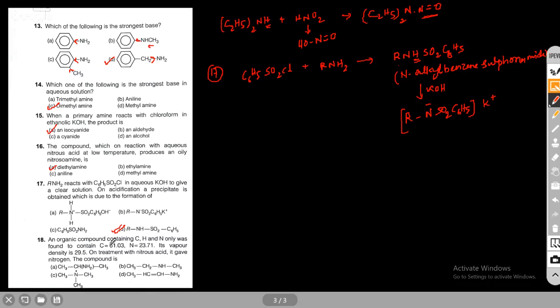Understood? Yes, correct. Correct, Soundarya. The salt is nothing but the precipitate. They are not asking about the salt, they are asking about the precipitate obtained due to the formation of which compound. That's why it's D. Fine.